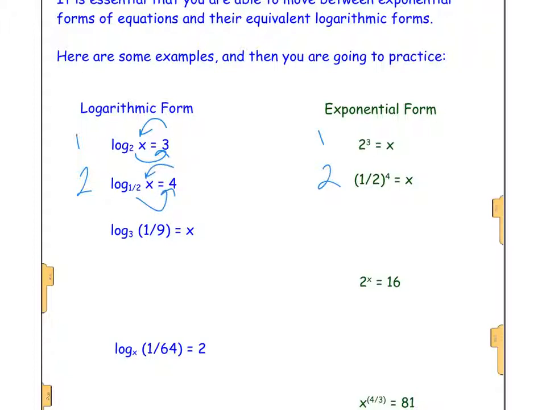And here's one that you should probably pause the video and try on your own. 3 to the x power, that's going to equal 1 over 9.